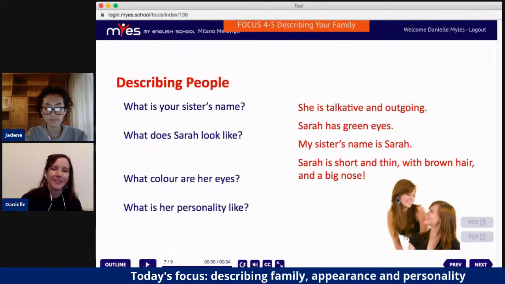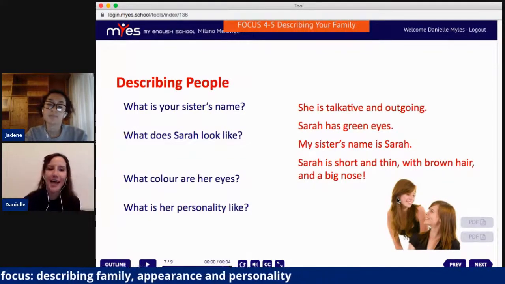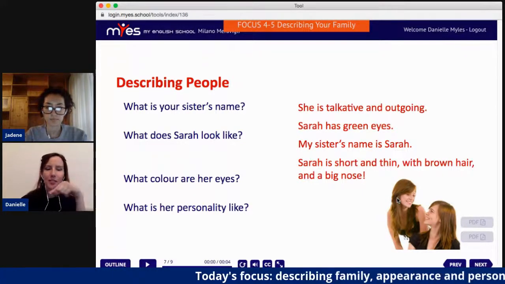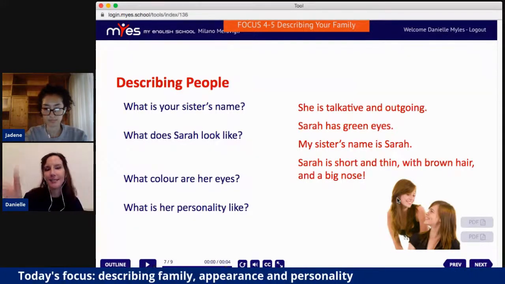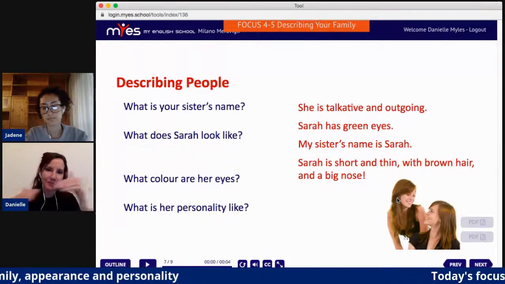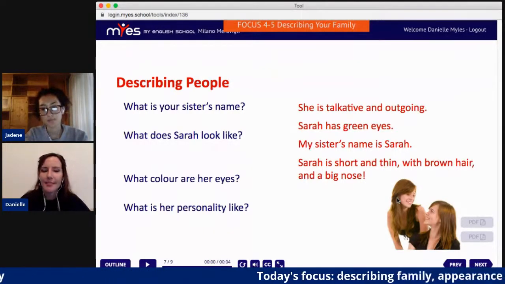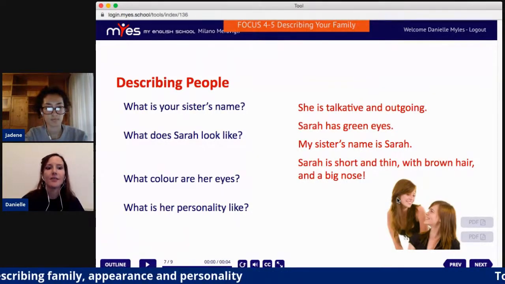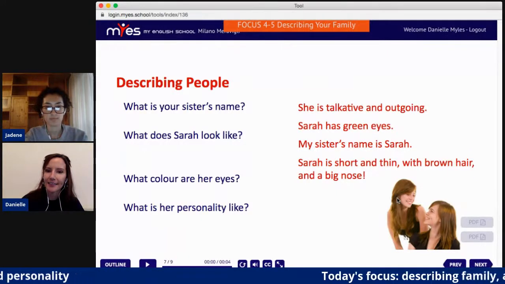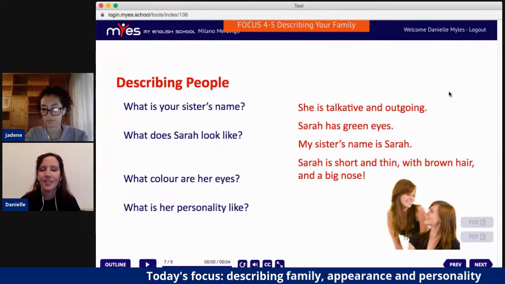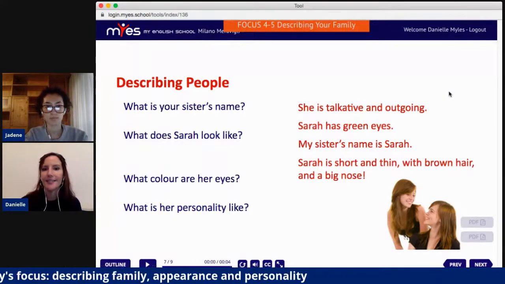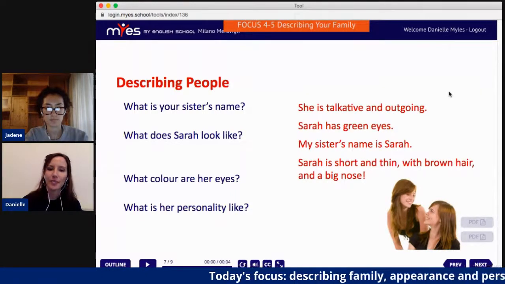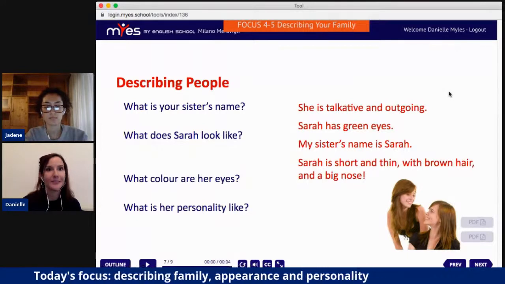Describing people. So this slide shows generally how you describe people, what verbs you use to describe people. So the questions are on the left and the answers are on the right. So we have to match them together. What is your sister's name? What does Sarah look like? What color are her eyes? What is her personality like? Now, these are the answers. She is talkative and outgoing. Sarah has green eyes. My sister's name is Sarah. Sarah is short and thin with brown hair and a big nose.